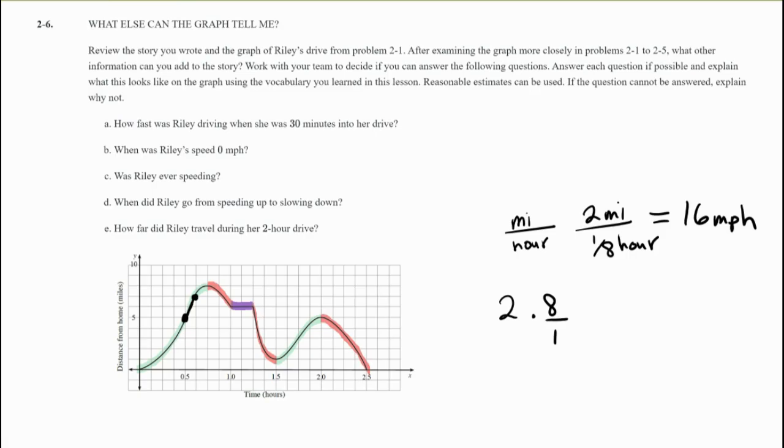For B, when was Riley's speed 0? A couple of different spots here. I would say at the very beginning and at the very end, always starting and stopping at 0. But also the important part here is what I highlighted in purple: when they're at a constant distance, they're going nowhere. They're not going away from home and not going towards home. So I'm going to assume here that it's 0 for B in that purple area right there from 1 to 1.25 hours.